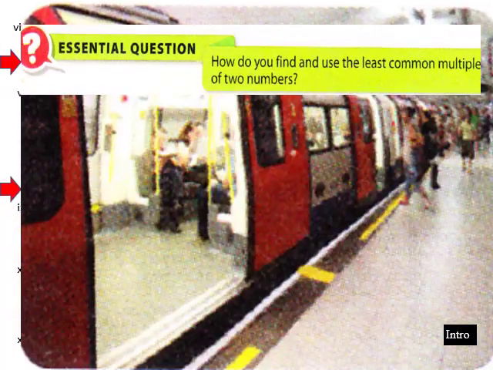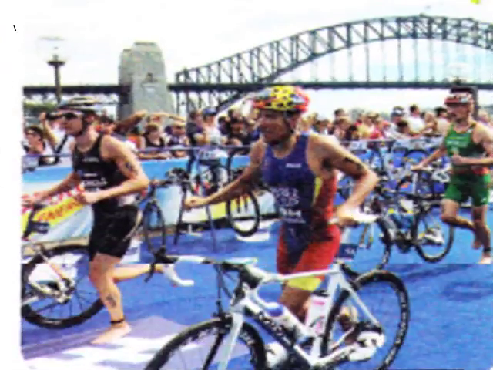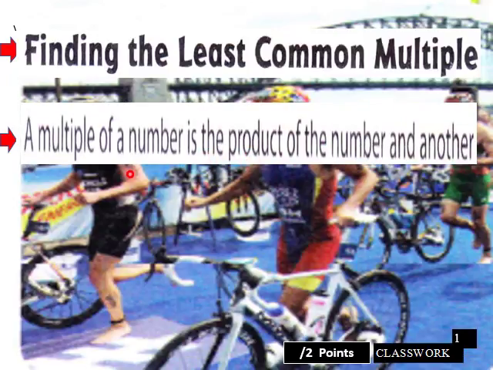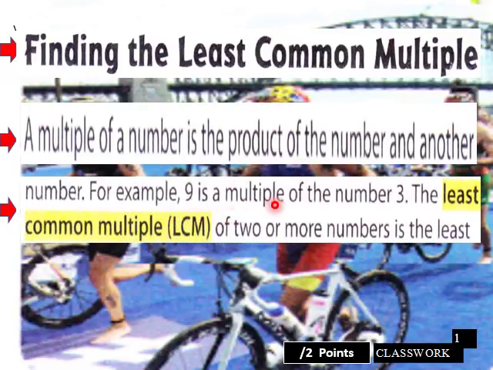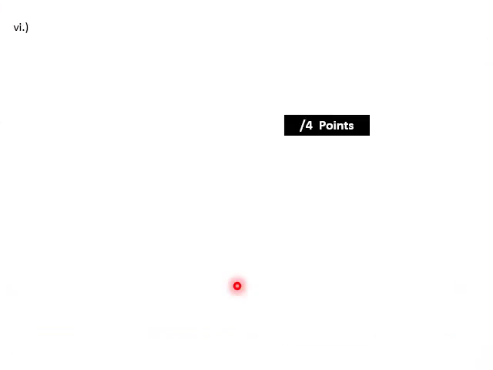Okay, today's lesson: how do you find and use least common multiples of two numbers? We have an explore activity today in the real world section. Classwork, page 1, finding the least common multiple. A multiple of a number is a product of the number and another number. For example, 9 is a multiple of the number 3. The least common multiple of two or more numbers is the least number other than 0 that is a multiple of all the numbers. So the LCM is the least number that is a multiple of the numbers in a set.